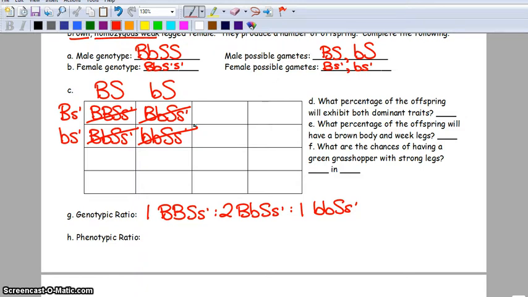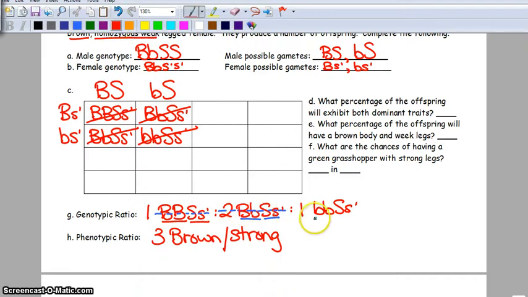All right, phenotypic ratio. Big B, if we go back and read the problem, that's going to be a brown grasshopper. Big S, little s is going to be strong legs. So far we have 1 of those. Cross it off. All right, up next, big B, little b. That's also going to be a brown body. Big S, little s is also going to be strong legs. So we already have that category. So we just need to bump that up to a 3. Cross this off so we know we already took care of it.